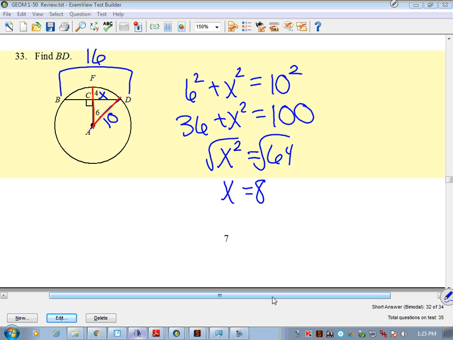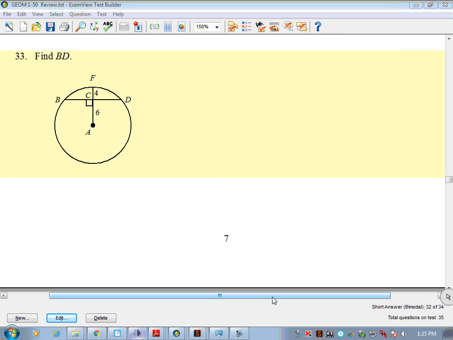Remember, a chord that is met at a right angle is bisected. So double it, the whole chord. 33, let's see. That comes from lesson 43, chords, secants and tangents.